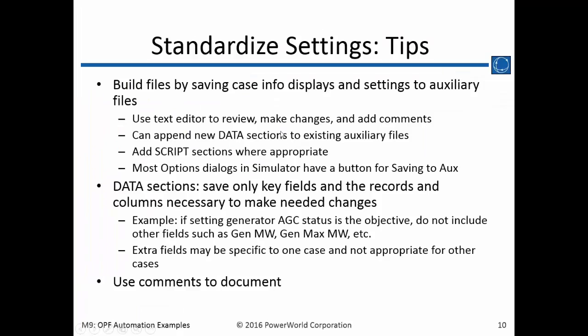But a lot of times it's good just to make your display show everything that you want stored in that file. And then you can also build auxiliary files by saving something out from a display, going to a different display, and appending it to a file that you've already started. You can add script sections if needed. If you're dumping a bunch of data sections out from the files, you might go back and add some script sections. And then also, just about every dialog in Simulator has a button for saving to auxiliary files.